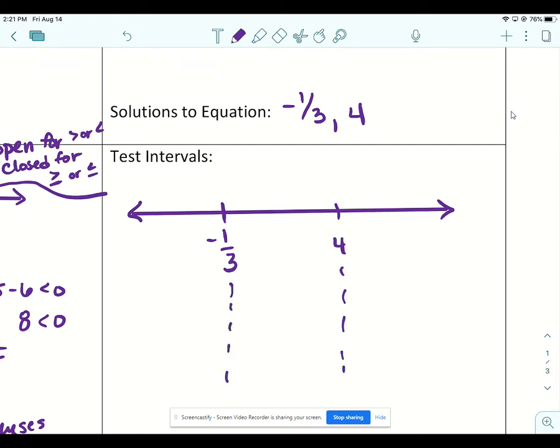Okay, and then we're going to pick a number in each region. So less than -1/3, I'm going to choose -1. You always want to choose 0 at some point if it is not one of your solutions to the equation, because it's the easiest to plug in. So 0 is going to be in between -1/3 and 4. Now we're going to plug these into this.